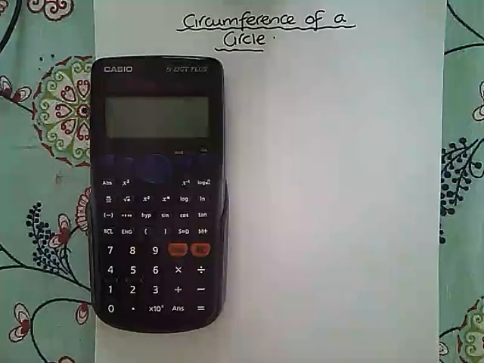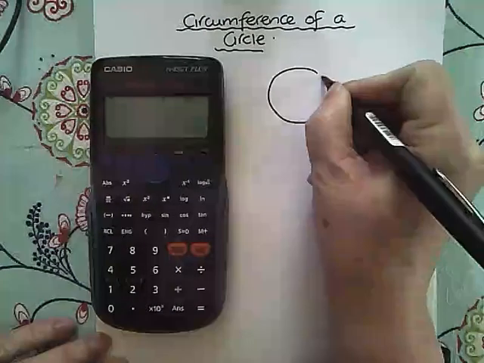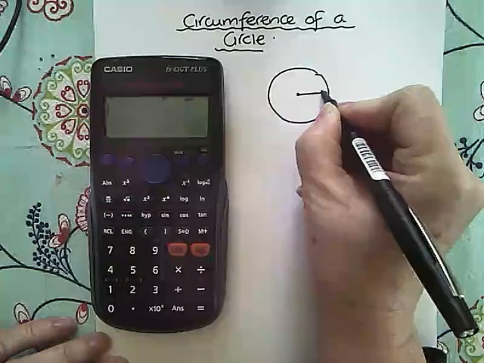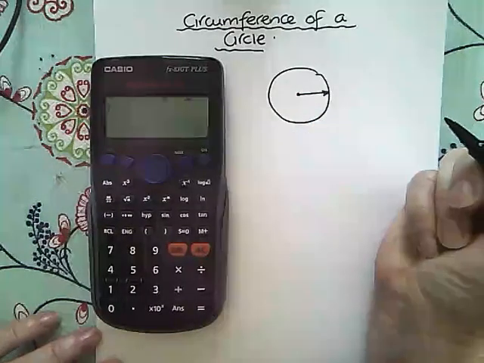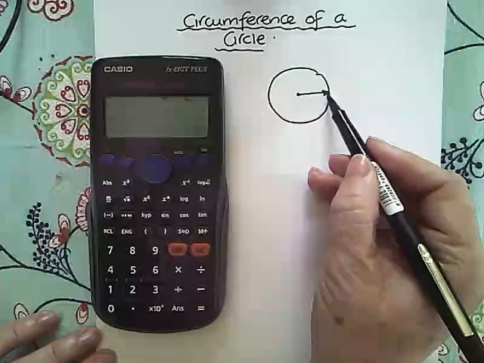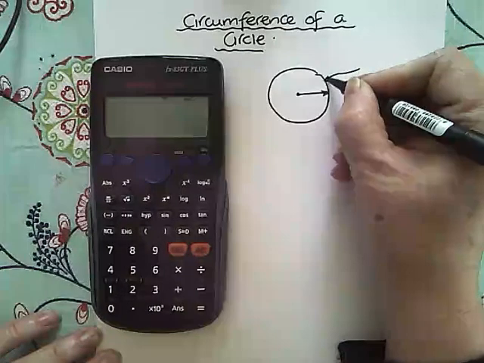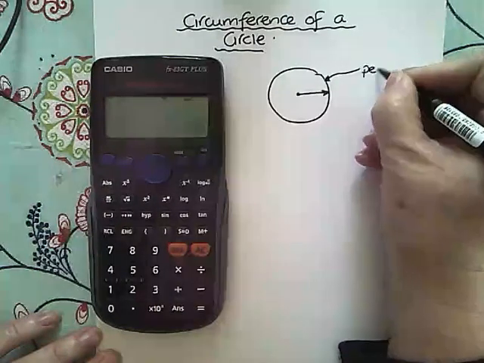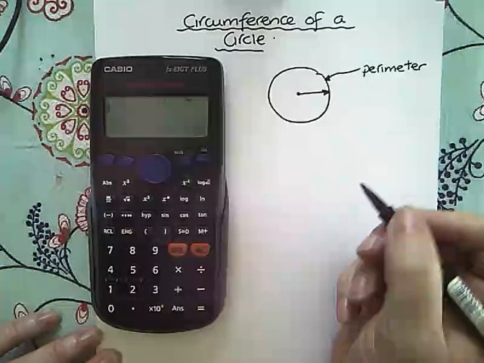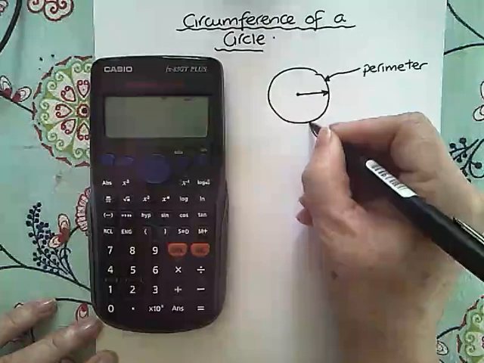Right, we have here a circle with a centre and a radius. The radius goes from the centre of the circle to the edge of the circle. Usually the outside of a shape would be called the perimeter. But when we have a circle, it's given a special name, and that is the circumference.